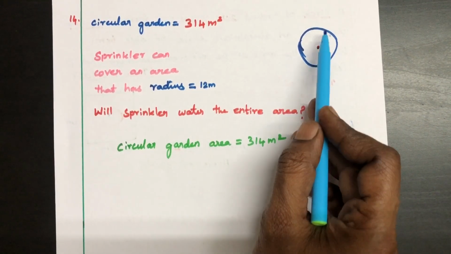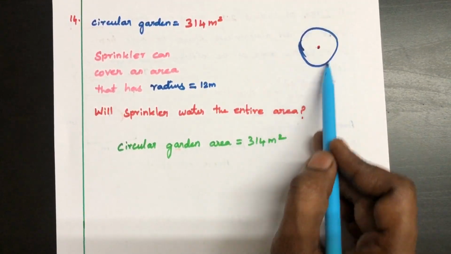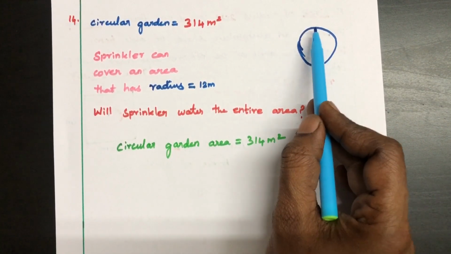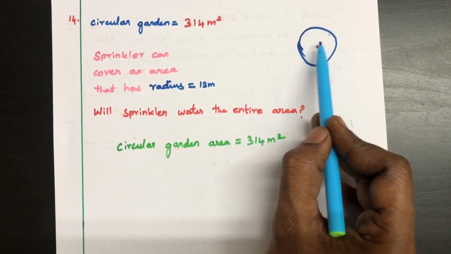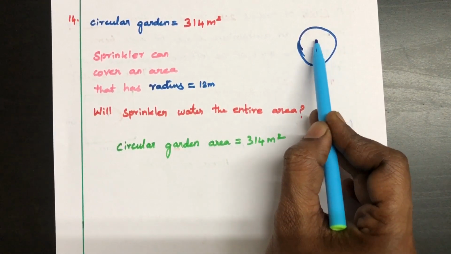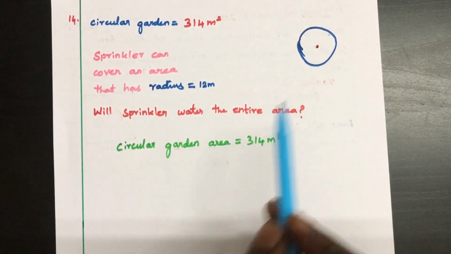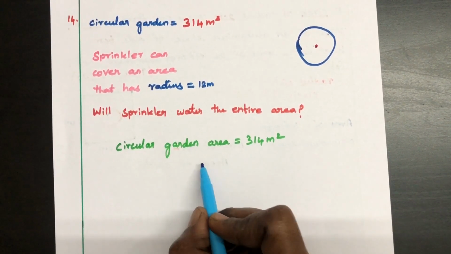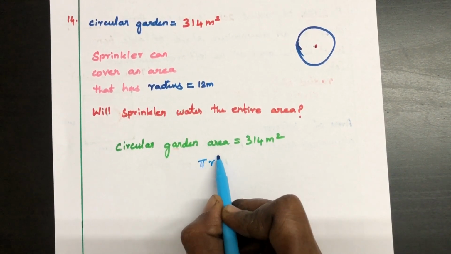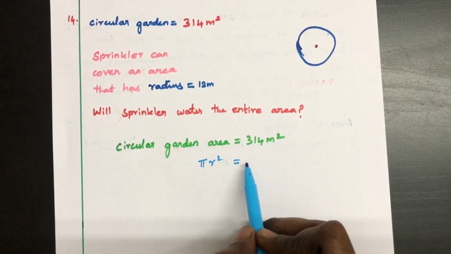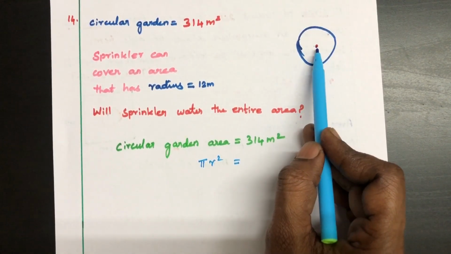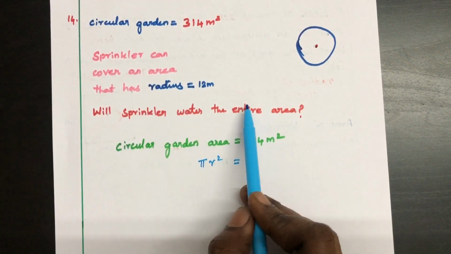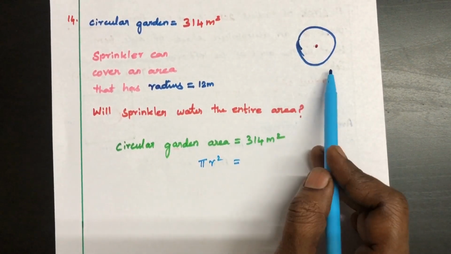If the sprinkler sprays from here to everywhere, all around all the sides of the circle, will it cover the full area or will it cover only the small area? We are going to find out, right? So let's see that. Circular garden area is 314 meter square. So what is the area of the circle? Pi r square. We will find out the radius. If the radius of this circle is smaller than the radius the sprinkler can cover, then it can nicely water the entire area. Let's see.